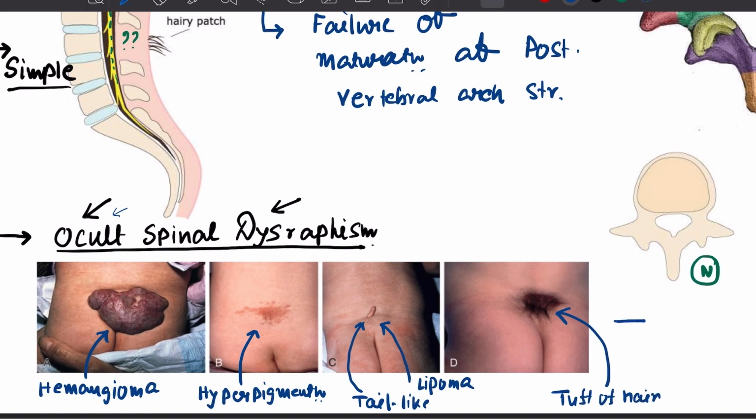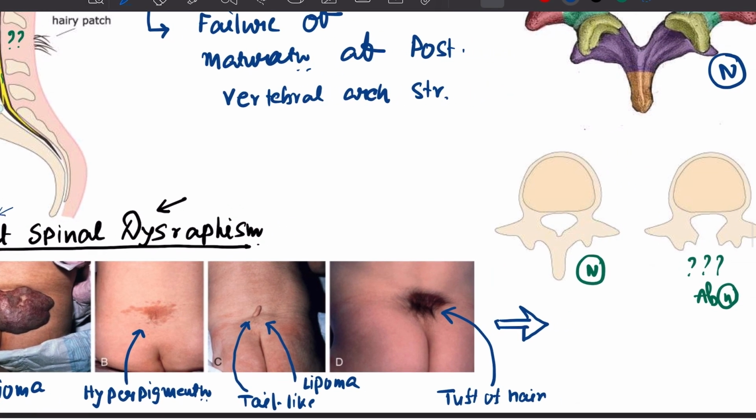In all these conditions where we can see these things from outside, it becomes an indication for doing MRI, to know whether there are some spinal malformations involving the spinal cord present or not. So in these cases, the investigation of choice becomes the MRI.